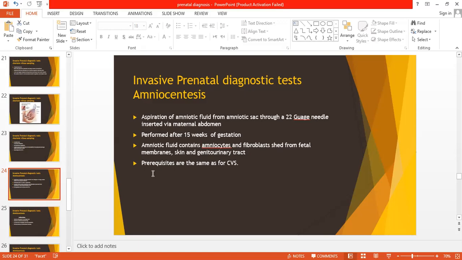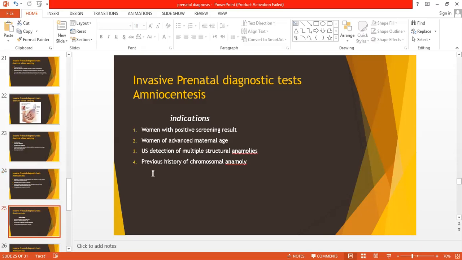The prerequisites for amniocentesis are the same as for CVS, that you have to do a detailed ultrasound scan for fetal viability, placental localization, अपने placenta के through नहीं जाना, ठीक है? Indications for amniocentesis are that women with positive screening result of Down syndrome, ठीक है?